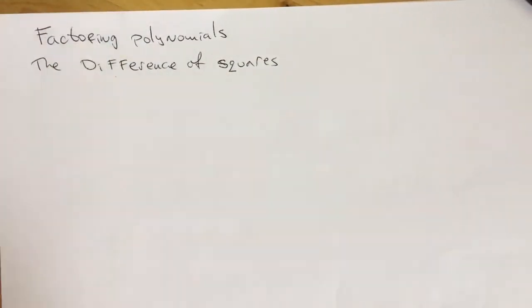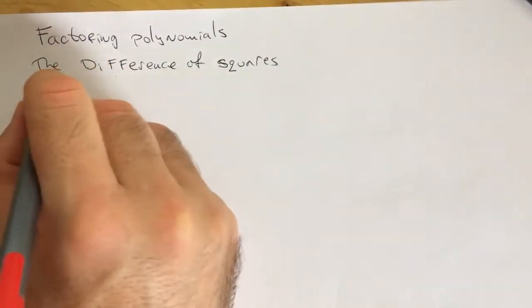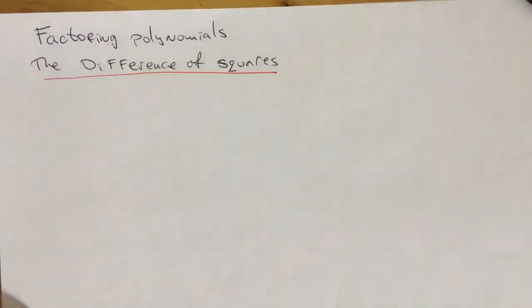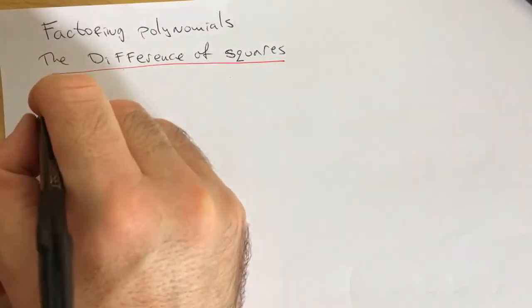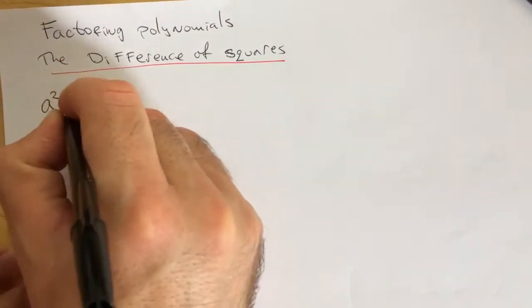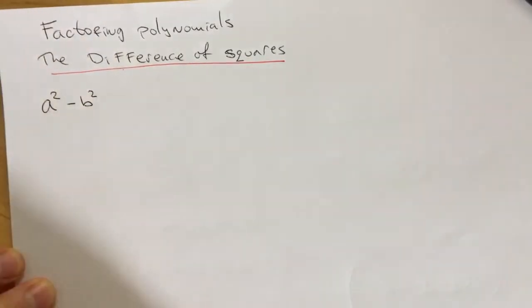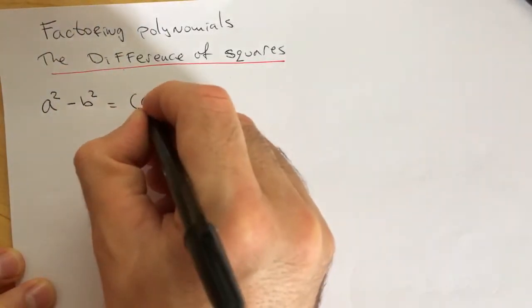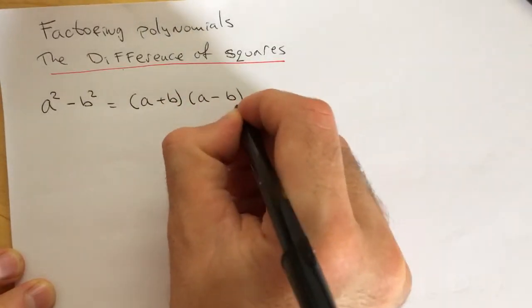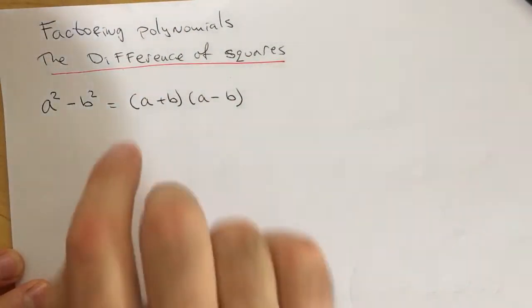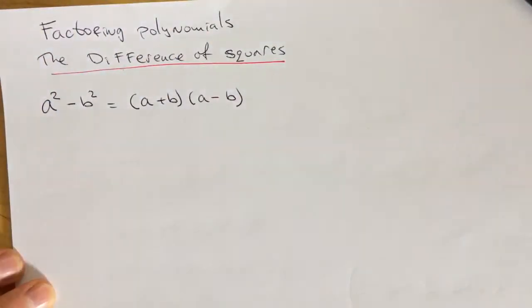So in this video, we will talk about difference of squares, factoring by using difference of squares techniques, obviously used when we have difference of squares. So if you have a squared minus b squared, this can be factored as a plus b times a minus b. Okay. You can check that that's true.